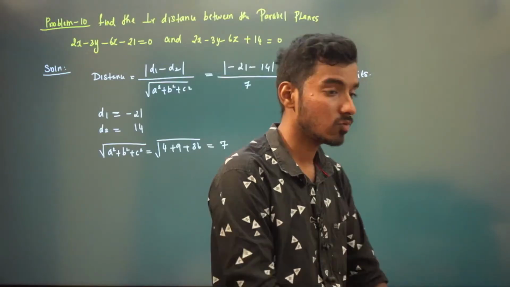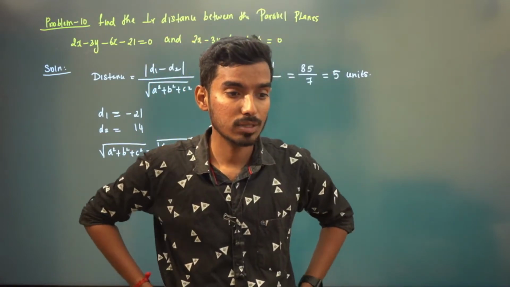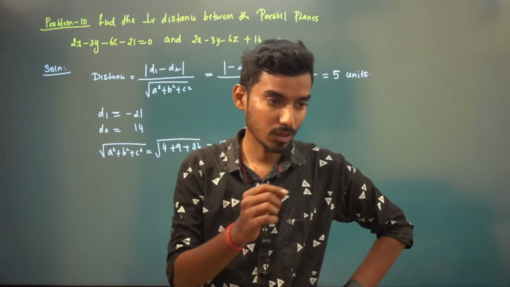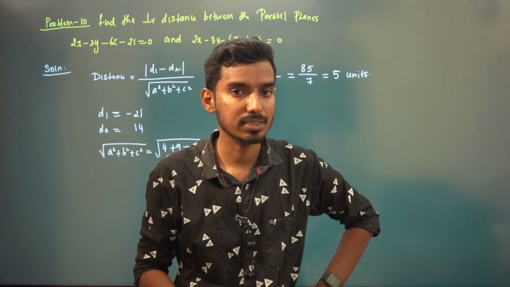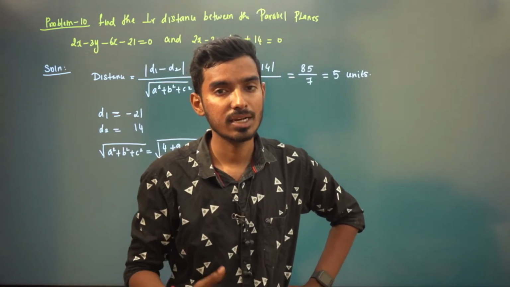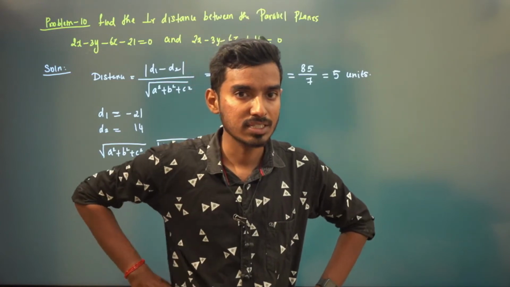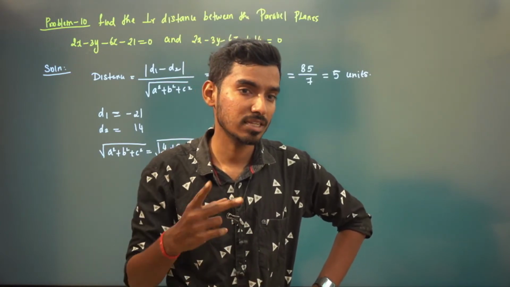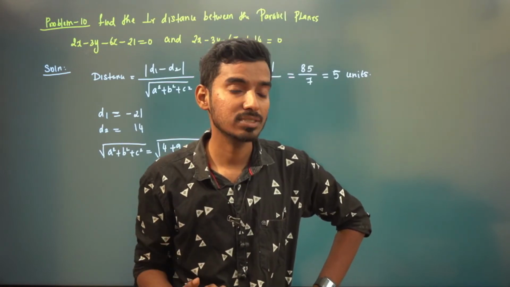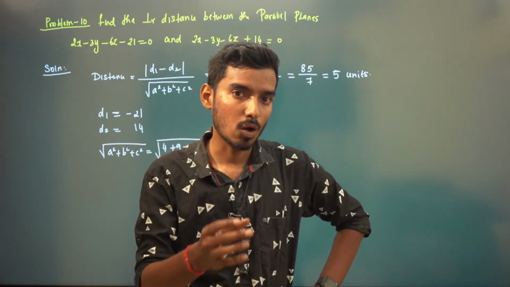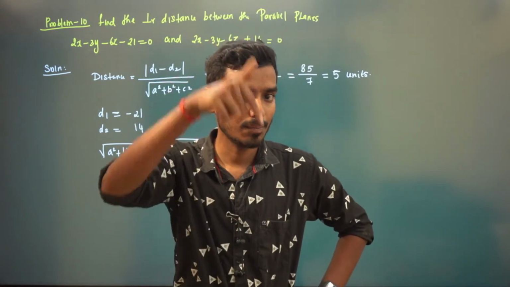So in this class, the very first thing we introduced is the definition of a plane. That is, if you take any 2 points, the line joining those 2 points will lie on the plane, then it is called a plane. Equation of plane in normal form: lx plus my plus nz is equal to p. Equation of plane in general form: ax plus by plus cz plus d is equal to 0. Equation of plane in intercept form: x by a plus y by b plus z by c is equal to 1. And how to convert general form to normal form.